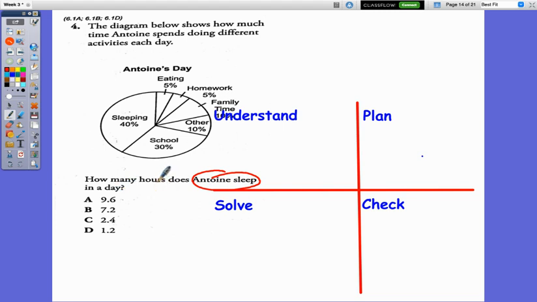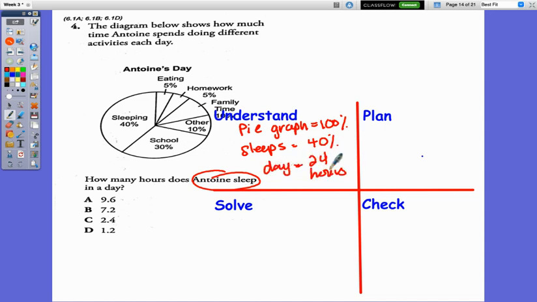Okay, so I don't need this whole pie graph. I have to understand, though, that my pie graph totals 100%. It takes up all of his time. That's the point of a pie graph. And that he sleeps 40% of the day. I am so jealous by that. And then I also have to know that a day is 24 hours. If I don't know the day is 24 hours, I'm going to have a problem.